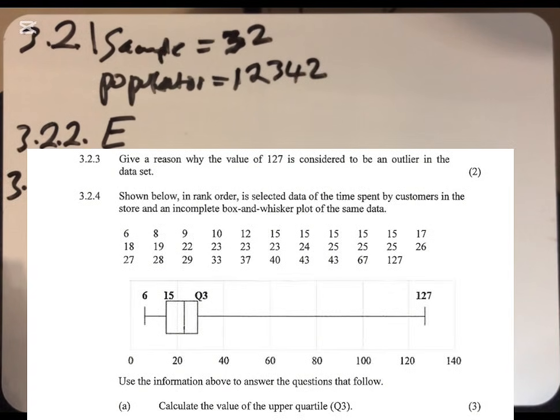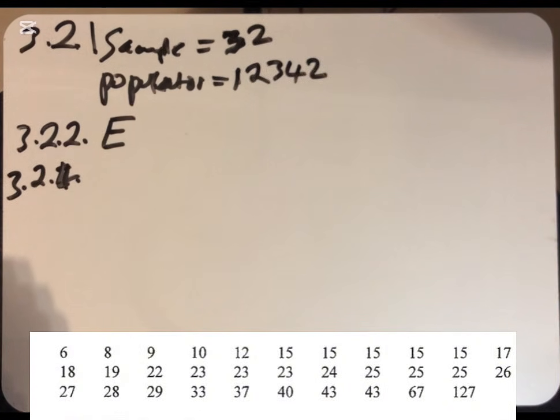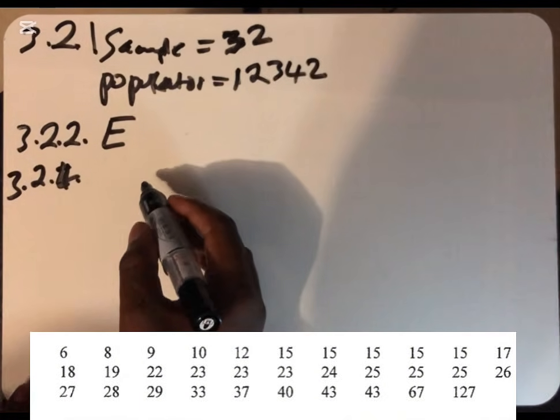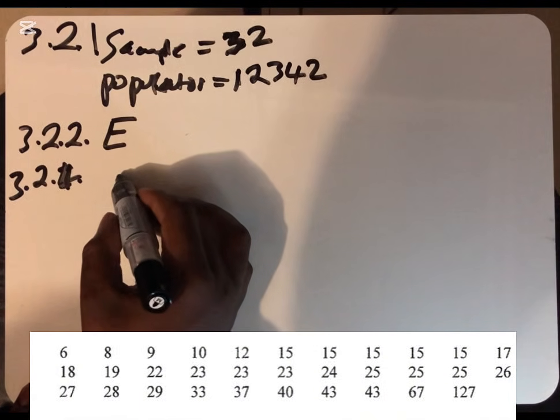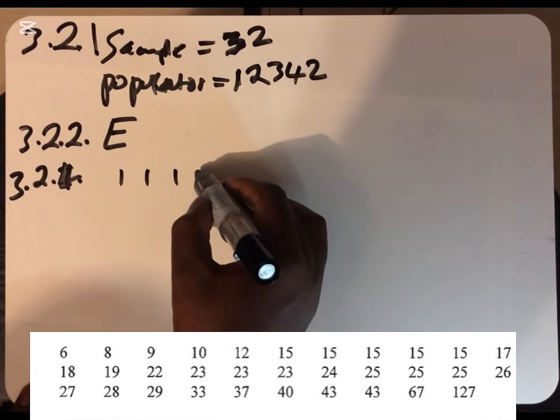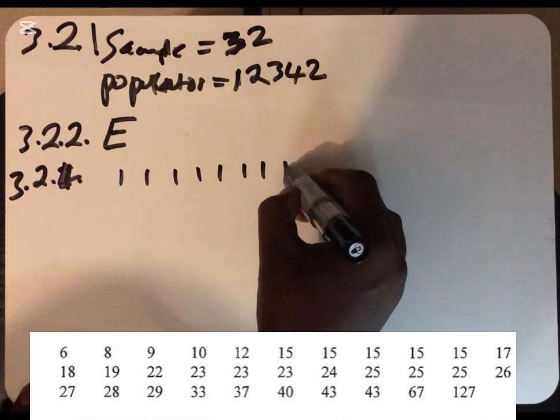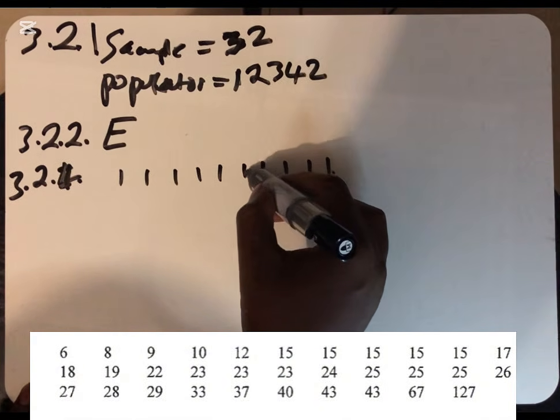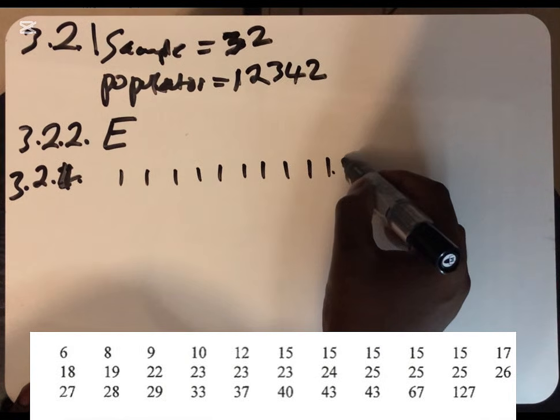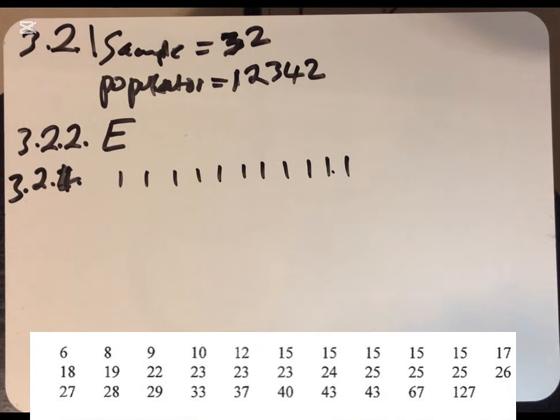There are 3, 6, 9, 12, 15, 18, 21, 24, 27, 30, 32. They are arranged in order. So the first question is, calculate the value of the upper quartile. So the upper quartile, don't forget, when you are having data, let's say we are having data like this: 1, 2, 3, 4, 5, 6, 7, 8, 9, 10, 11.